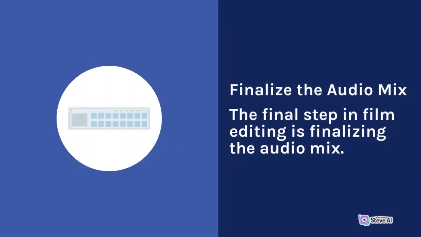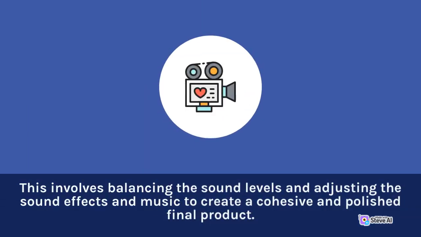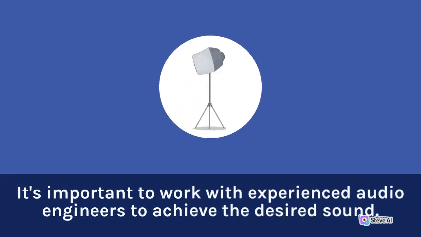Finalize the audio mix. The final step in film editing is finalizing the audio mix. This involves balancing the sound levels and adjusting the sound effects and music to create a cohesive and polished final product. It's important to work with experienced audio engineers to achieve the desired sound.